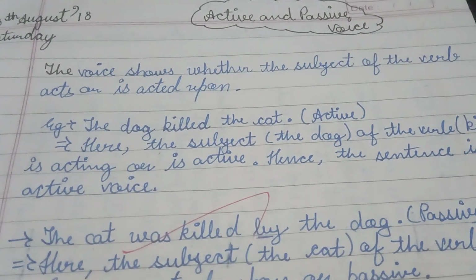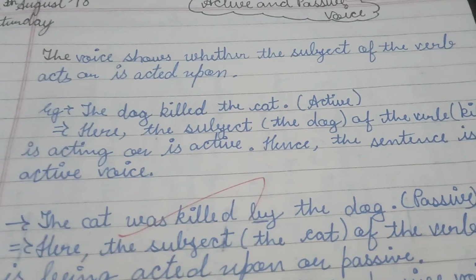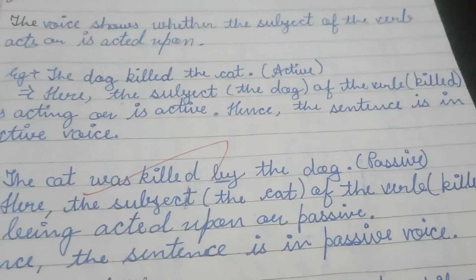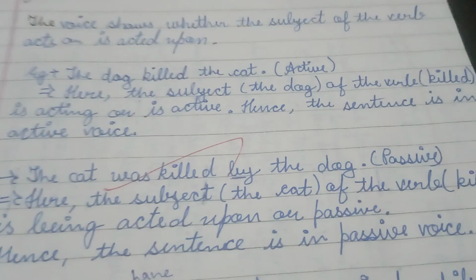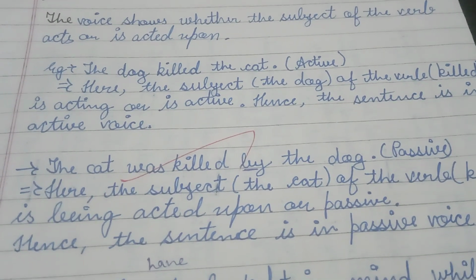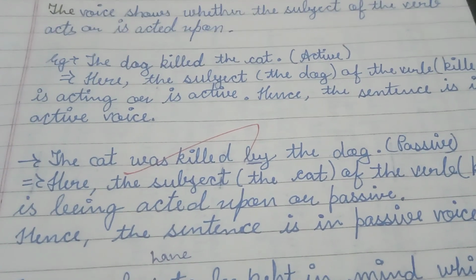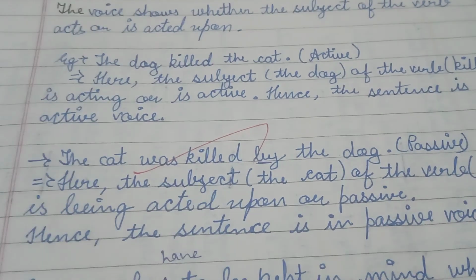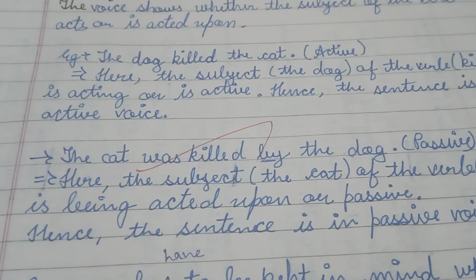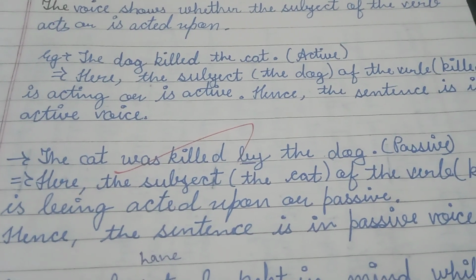Now, if I change the same statement to passive voice, this will be the cat was killed by the dog. Here the subject is the cat and the verb again is killed. So, by this sentence, we come to know that the subject cat is being acted upon. Something is being done to the cat. Cat is not doing anything. It is only the recipient of the action done by the dog. Hence, it is passive. Therefore, the sentence is in passive voice.